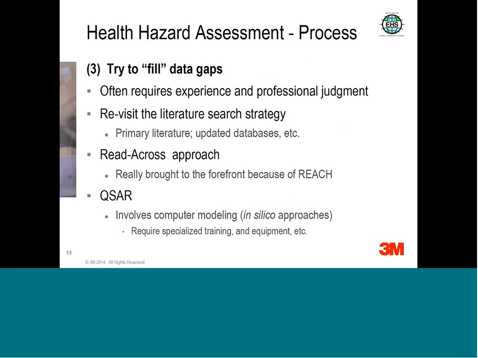And then our third step is if we have data gaps, we try to fill those data gaps. This often requires experience and professional judgment. As I said in the previous slide, we revisit the literature search strategy. We look at primary literature, see if we have any updated information in the primary literature, updated databases, et cetera. But a lot of times we're left with the option of doing the read-across approach, which has really been brought to the forefront because of the REACH regulation and QSAR, Quantitative Structure Activity Relationships.